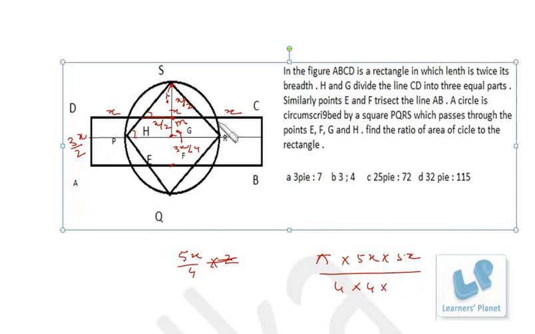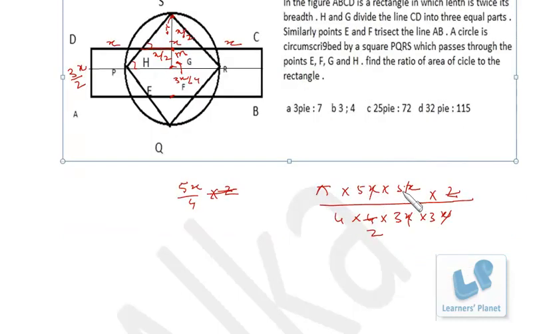Area of rectangle is 3x into 3x by 2. Cancel x, and cancel 2. So this is 5 into 5, 25 pi, by 3 3s are 9, 9 8s are 72. So 25 pi is to 72. That is the ratio of area of circle to rectangle.